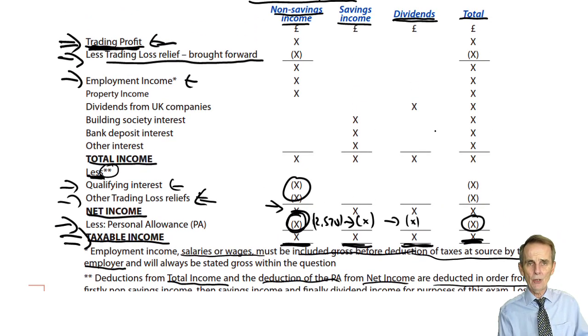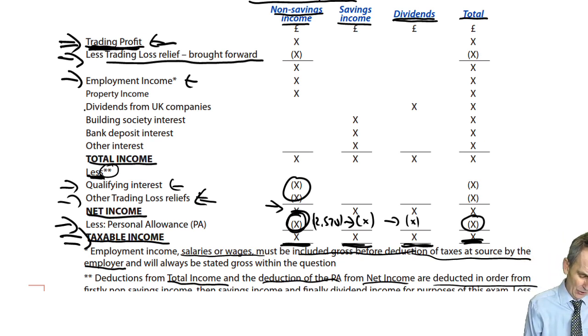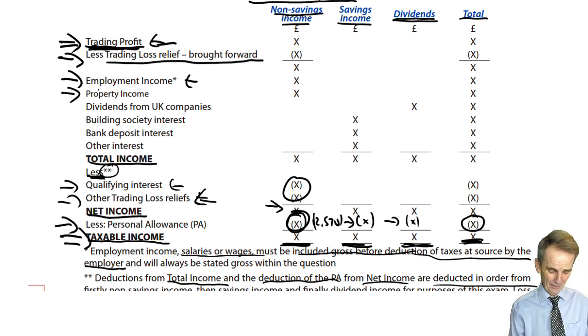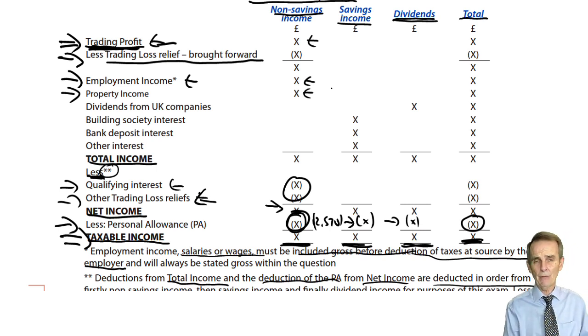Now, of course, sandwiched between your main sources of income, employment and trading income for the self-employed, and ultimately the deductions from that income allowable for taxation, we've got other possible forms of investment income. That could be another form of non-savings income, property income. So you'll see in this non-savings column, you've got your trading income, your employment income, and your property income. Those are your three forms of non-savings income.